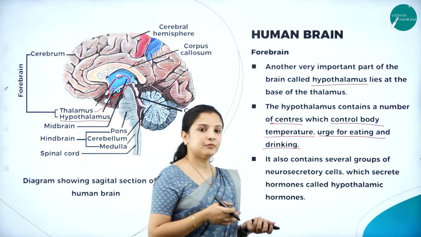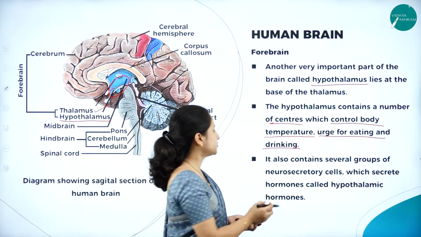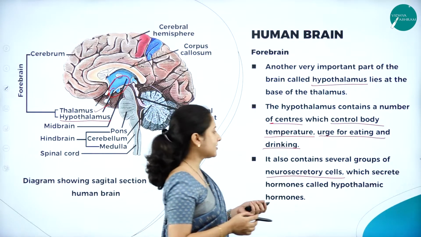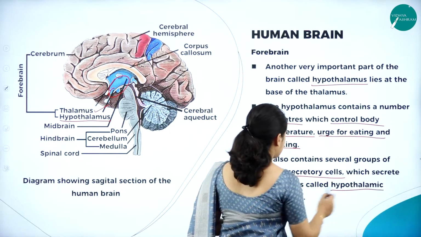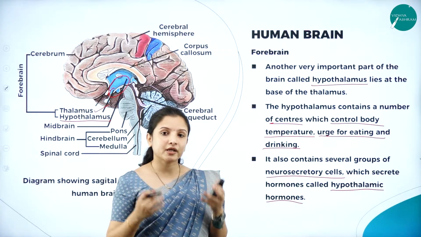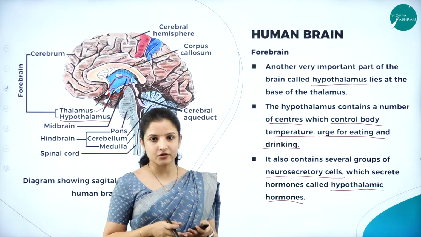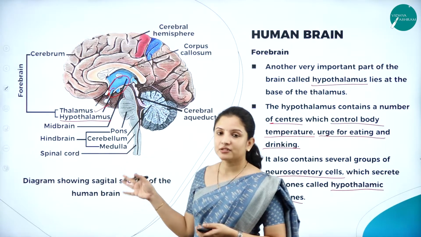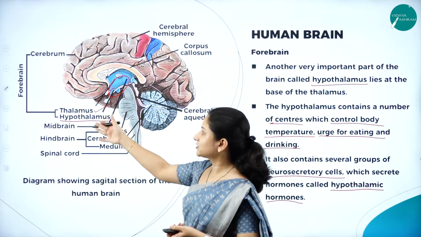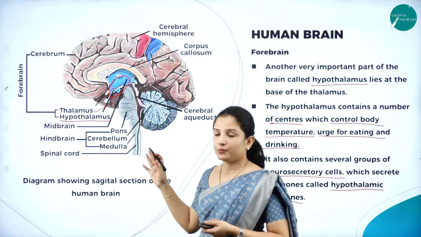And the hypothalamus also contains several groups of neurosecretory cells, and these cells secrete the hormones called hypothalamic hormones. And hypothalamic hormones are the hormones that regulate most of our body functions. So that is why the hypothalamus is one of the major parts of the brain. And where is it present? It is present just below the thalamus of the brain.